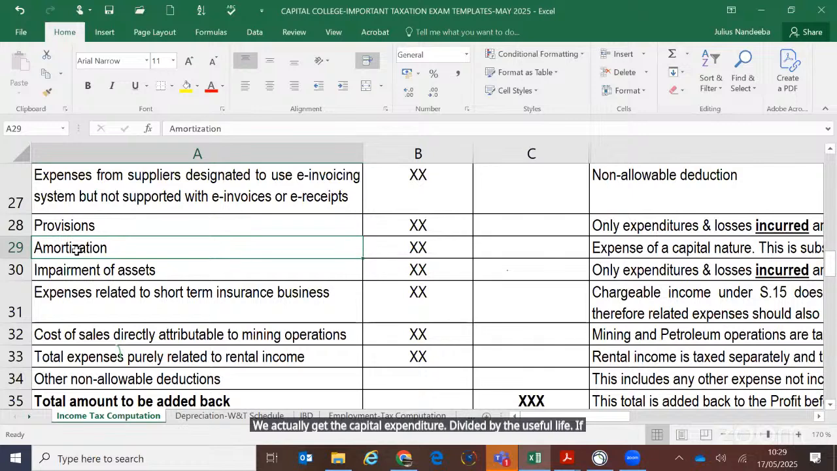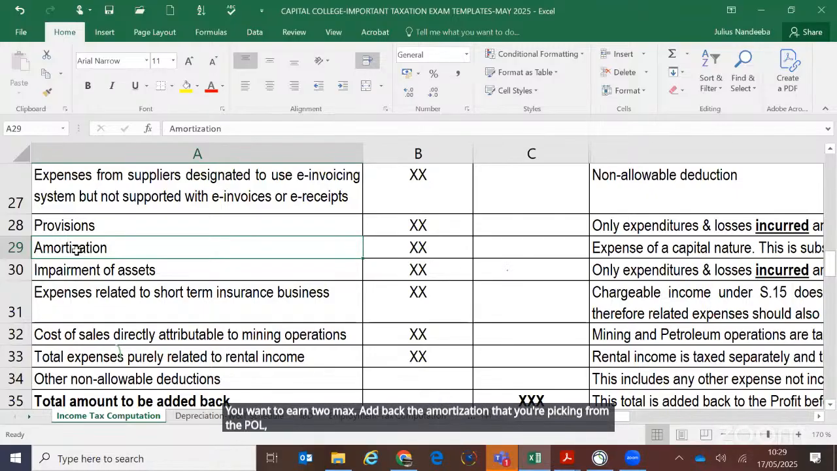You don't mind whether it is the same amount or not, because even in accounting, if you remember your IAS 38, we actually get the capital expenditure divided by the useful life, if this asset has a useful life. If it has no useful life, we test for impairment. Now, assume it is the same, don't mind. You want to earn 2 marks. Add back the amortization that you're picking from the P&L, but go ahead and give this intangible asset its capital allowance. I hope you get that.